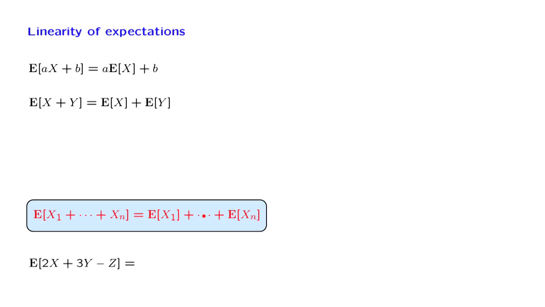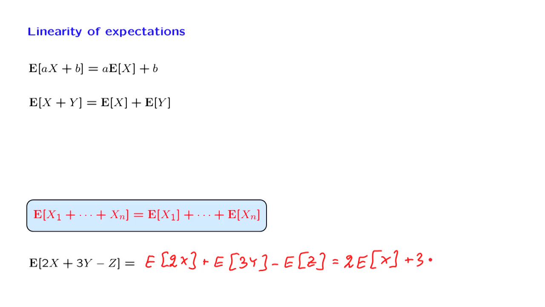Just for a little bit of practice, if, for example, we're dealing with this expression, the expected value of that expression would be the expected value of 2x plus the expected value of 3y minus the expected value of z. And then, using the linearity property for linear functions of a single random variable, we can pull the constants out of the expectations, and this would be twice the expected value of x plus 3 times the expected value of y minus the expected value of z.